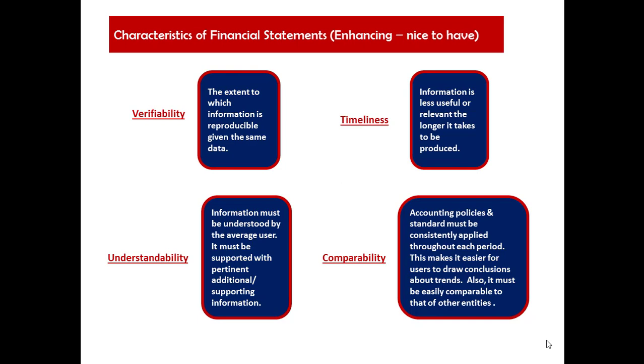Okay. The third one is understandability. So information here must be understood by the average user. So it must be supported by pertinent, additional, and supporting information to help in that regard. Let's talk about comparability, the final enhancing characteristic. So accounting policies and standards must be consistently applied throughout each period. So that way it makes it easier for users to draw trends, come out with similarities and differences to be able to make informed decisions concerning the performance and the position of the business.